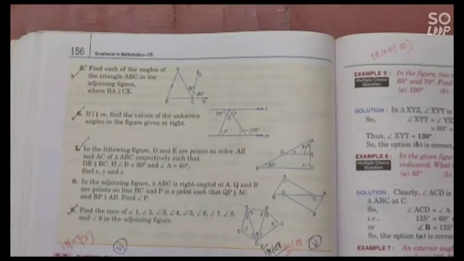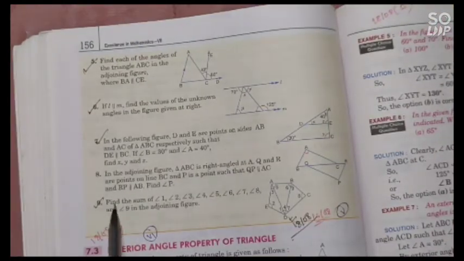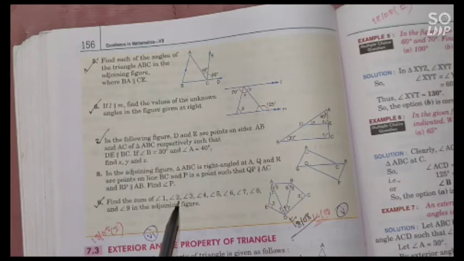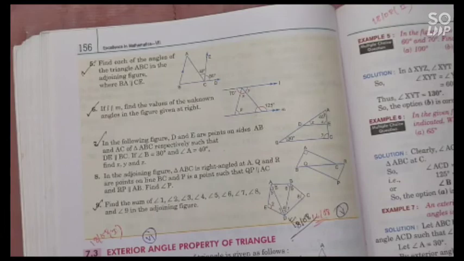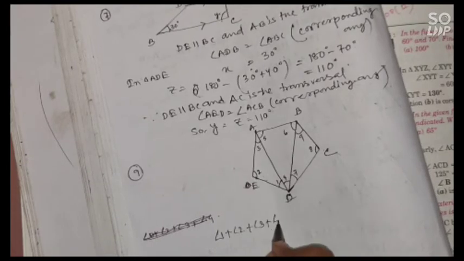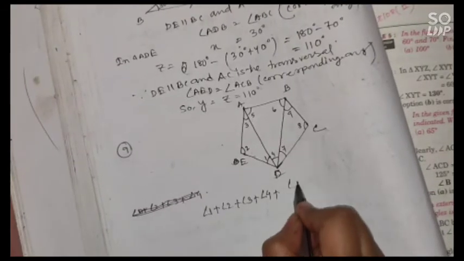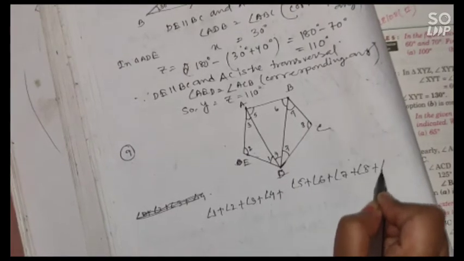Next question is left for you. Question number 8. Question number 9. This is a very easy question. Find the sum of angle 1, angle 2, angle 3, angle 4, angle 5, angle 6, angle 7, angle 8 and angle 9. You have to find the value.